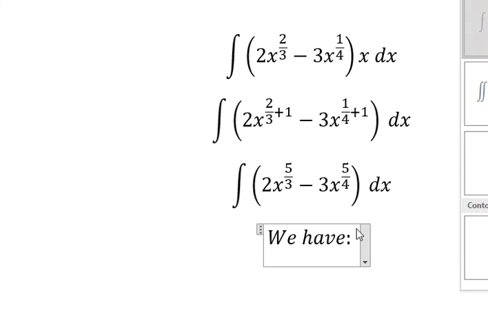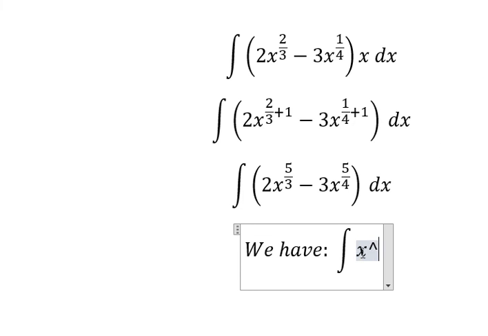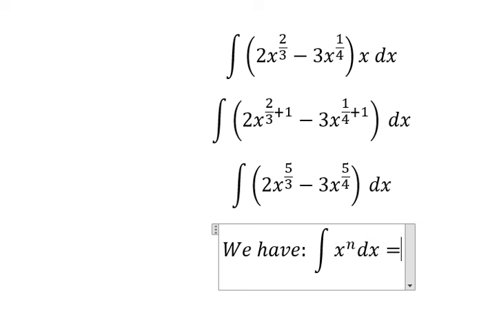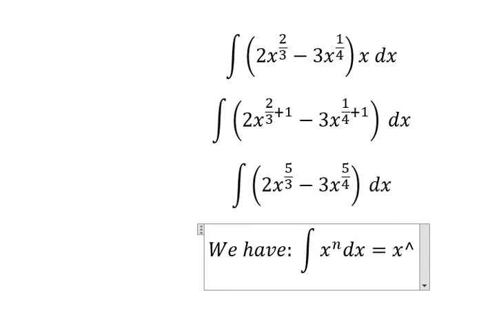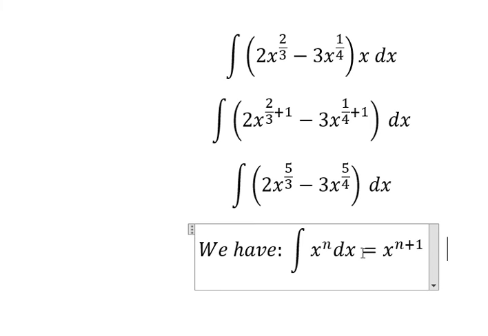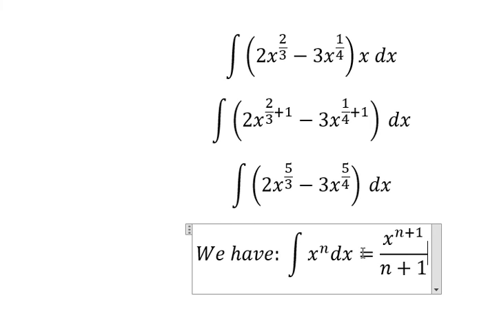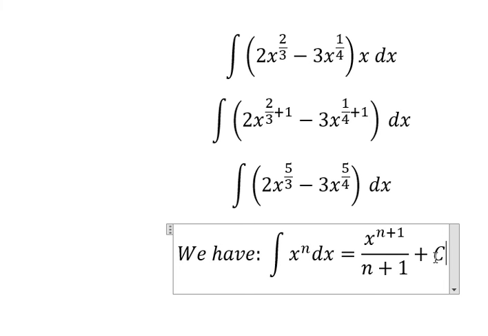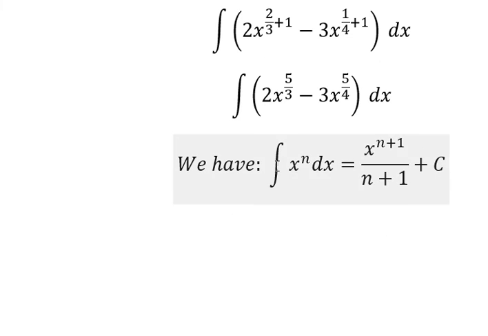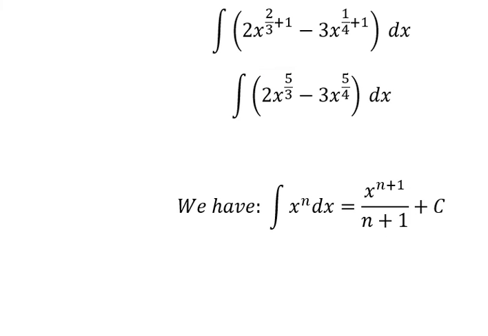The integration of x to the power of n dx. We have x to the power of n plus 1 over n plus 1, and we put about c. That is about the constant. Now we can apply the formula in here and here. So we have the final answer.